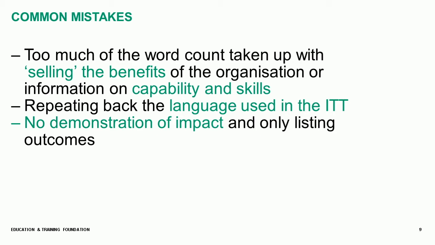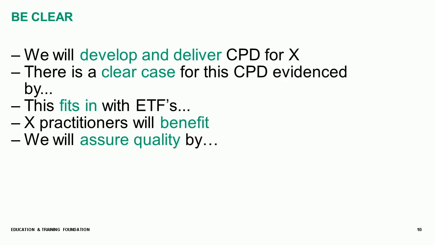Don't repeat back the language that we've already used in the ITT. Use your own language and speak in a very clear way, just outlining what you want to do for this particular piece of work. Don't forget to demonstrate impact and not only list outcomes. As I mentioned earlier, people do get outcomes, outputs and impact very muddled up. So please do be clear. How will your piece of work make a difference?